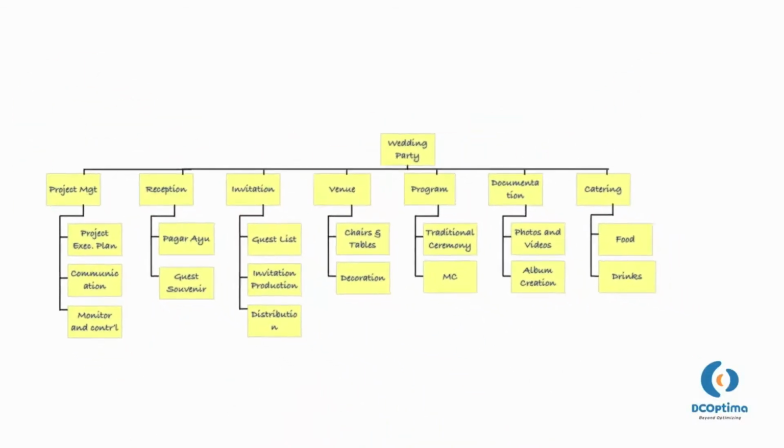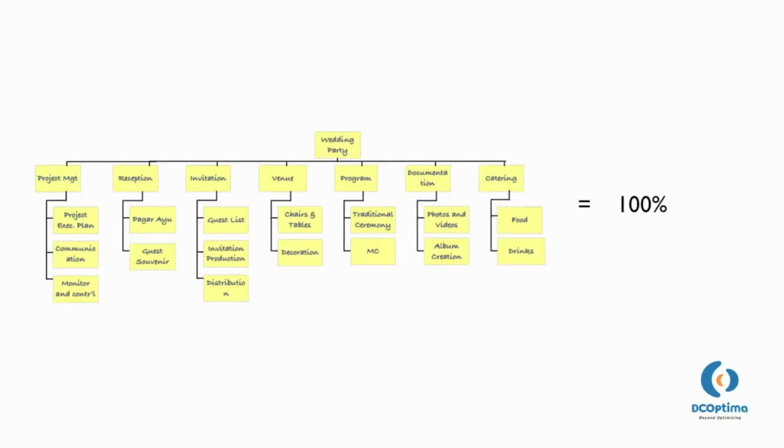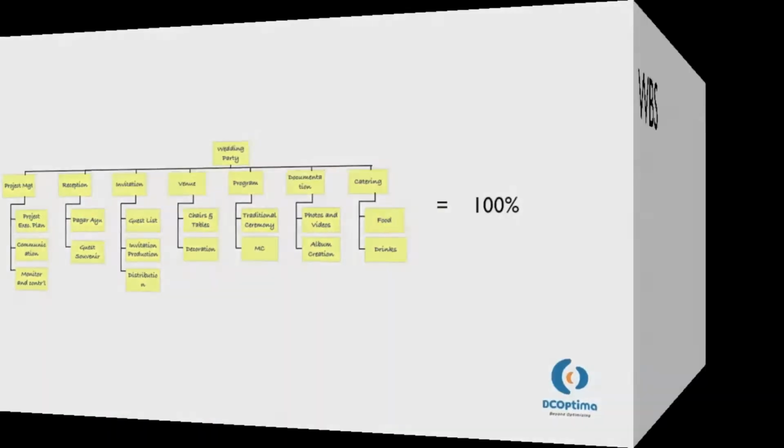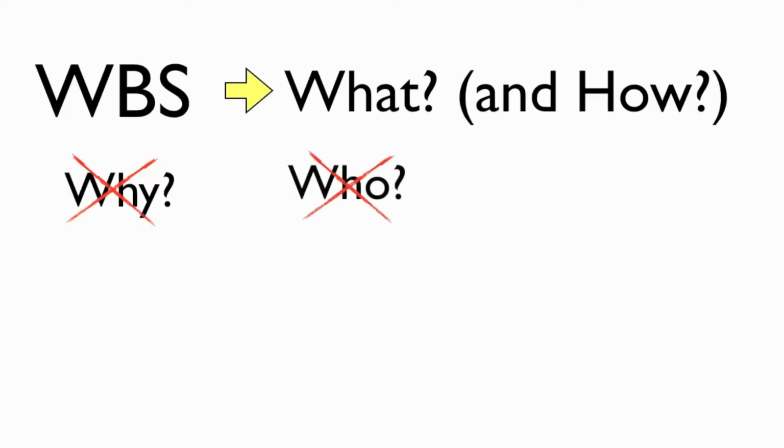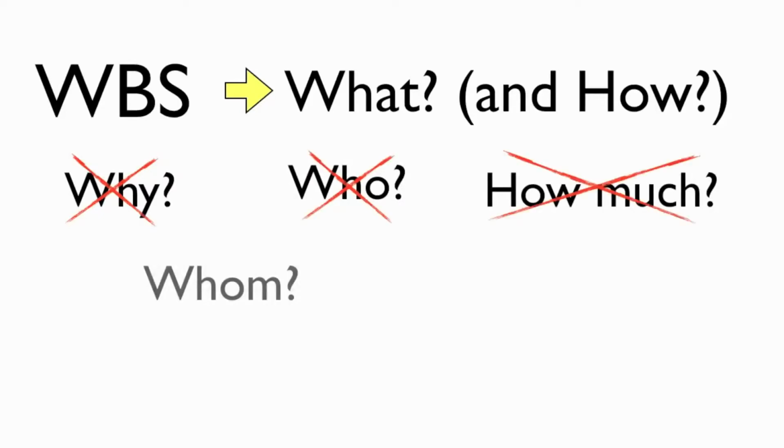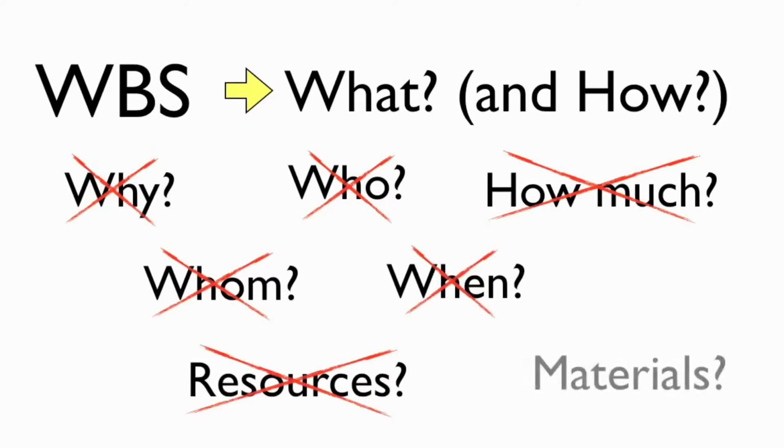A good WBS represents 100% of the deliverables to be done in achieving project objectives. It means there is no other work to be done outside the WBS to achieve project objectives. When we are creating a WBS, we are answering what questions, or sometimes how questions. We are not answering why questions, or who questions, or how much questions, or whom questions, or when questions, or resources, or materials.